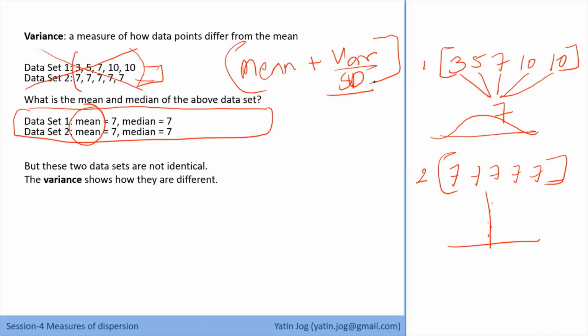So only the mean is not a good descriptor of the behavior of data, but the mean in combination with a dispersion value, either variance or standard deviation, can describe the data. So this is the introduction of why dispersion is important. Dispersion is like you are trying to calculate how much spread there is in my data set. That is the meaning of dispersion.